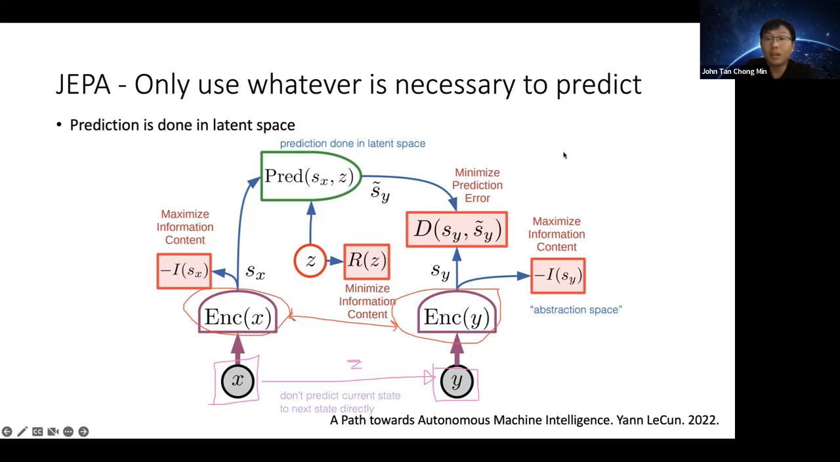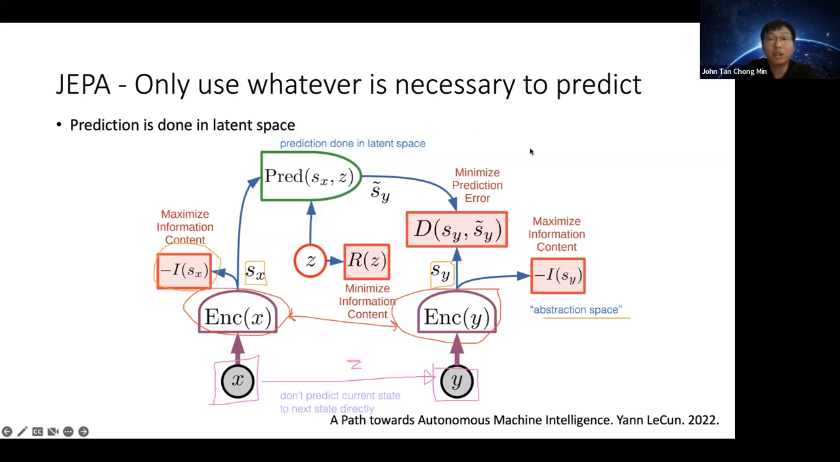There are a lot of things that he did here. One thing that he did was to use mutual information. This mutual information is basically saying that I want to make sure that this SX has as much information as possible, like this SY has as much information as possible. So I try to maximize the amount of information this abstraction space contains so that I can use it for prediction.